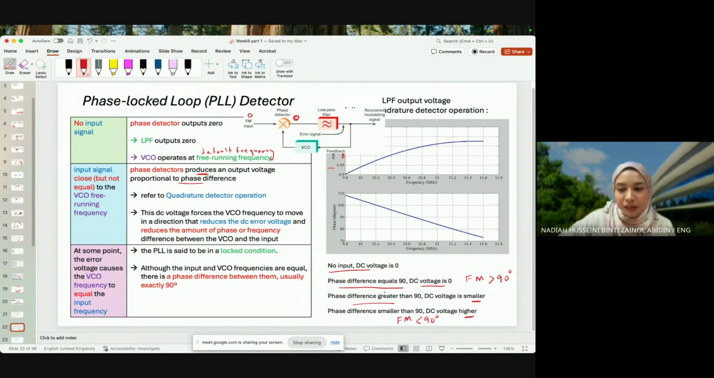And then based on the voltage, you would tune the VCO. At some point, the error voltage causes the VCO frequency to equal the input frequency. Therefore, the PLL is said to be in locked condition. Although the input and VCO frequencies are equal, there is a phase difference between them, usually exactly 90 degrees. When the DC voltage is 0, the VCO no longer changes frequency. It remains locked.